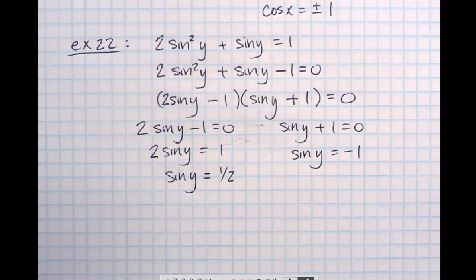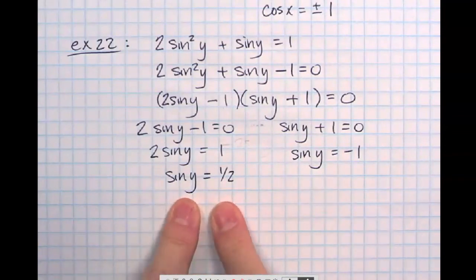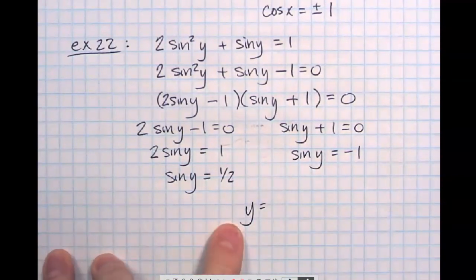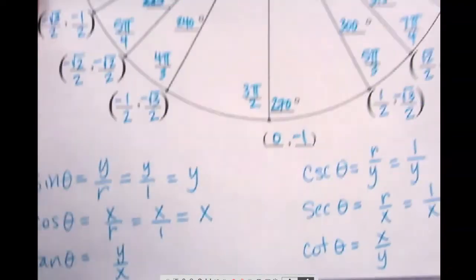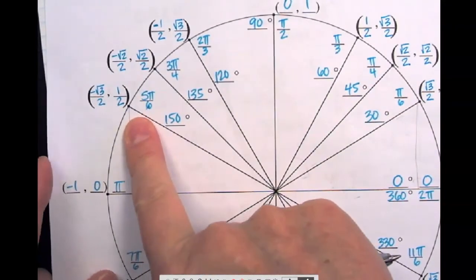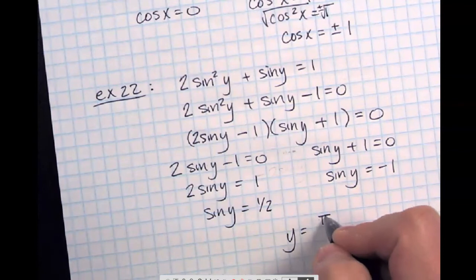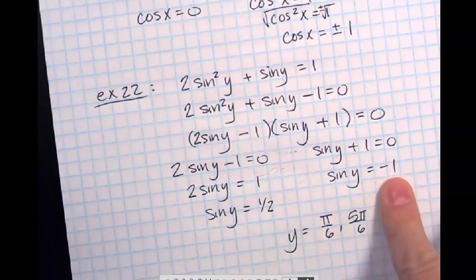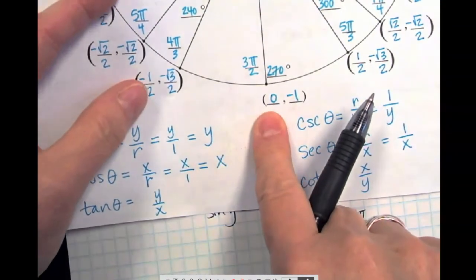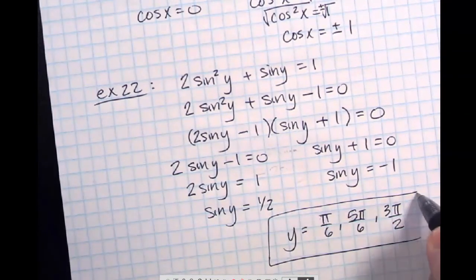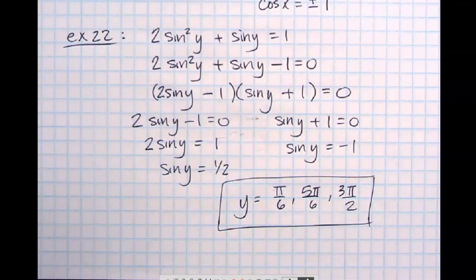Okay, so I'm going to go to the unit circle and I'm going to figure out where is sine 1/2, where is sine negative 1. Those will be my answers. Okay, so y, which is representing the angle here, sine is 1/2 at pi over 6 and 5 pi over 6. And sine is negative 1 only at 3 pi over 2. Bless you. So that one had 3 answers. Questions?